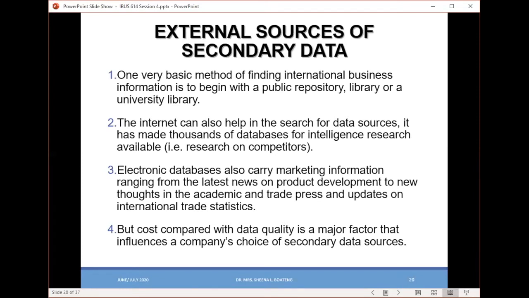But the cost compared with the data quality is a major factor, which influences the decision of companies to rely on these multiple sources of information, including the databases and the repositories. So it depends on how much an organization or an information seeker trusts a particular source and the amount of money or costs involved in gaining access to this source, because most of these repositories and databases require some form of resources in exchange for the information that they provide.